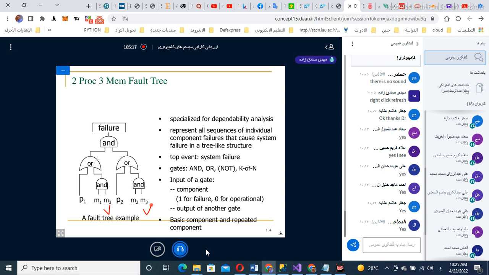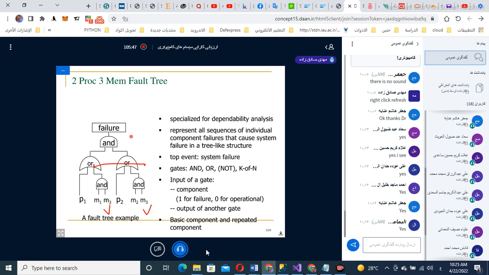So that is the fault tree example. Because each processor has a memory that is parallel, that is an AND. And the processor with its memory is serial, so that is OR, and the two processors that are parallel, that is AND.